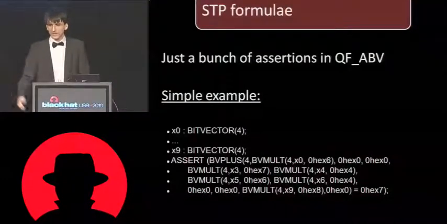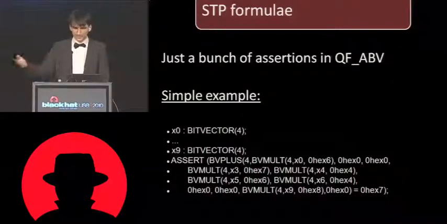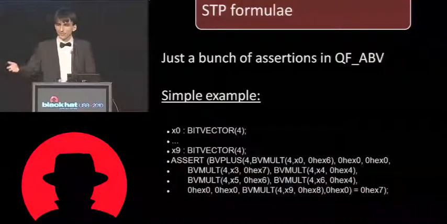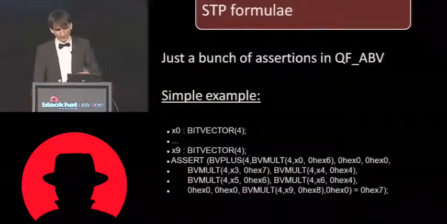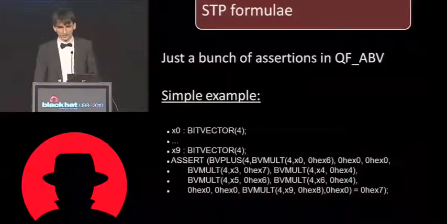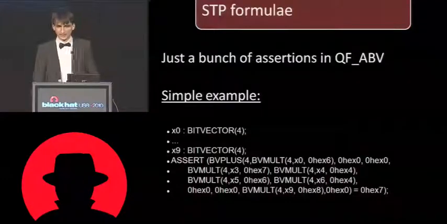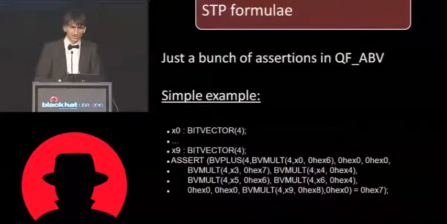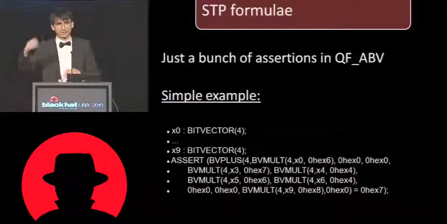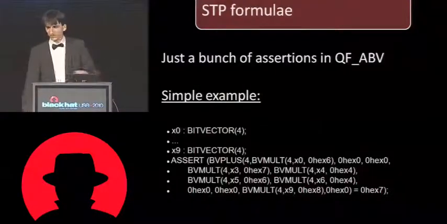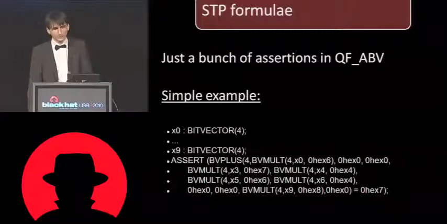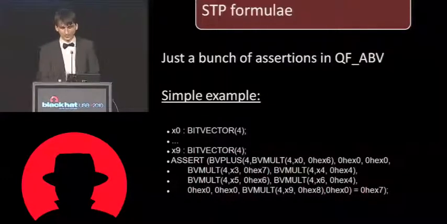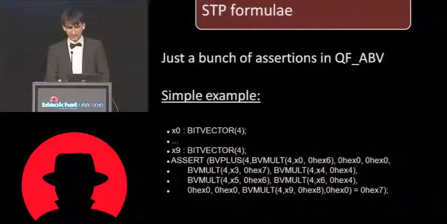So a simple example in this STP language would be just an assertion for a simple formula that just involves additions and multiplications. Obviously, that's very simple. Usually, we will have much bigger things. So this is just 10 different variables of 4 bits each.